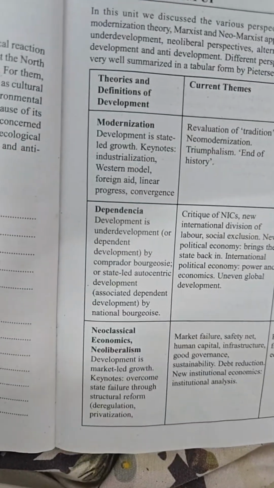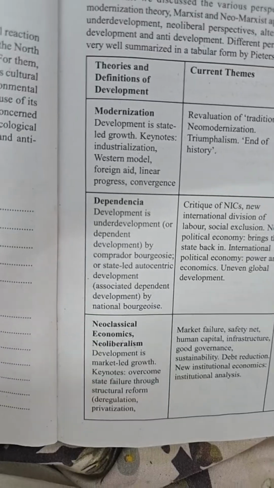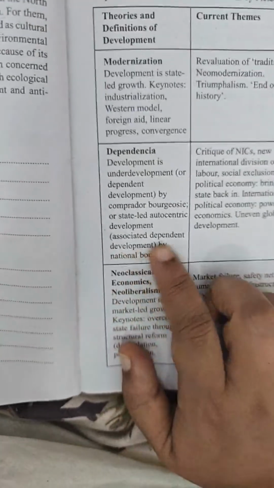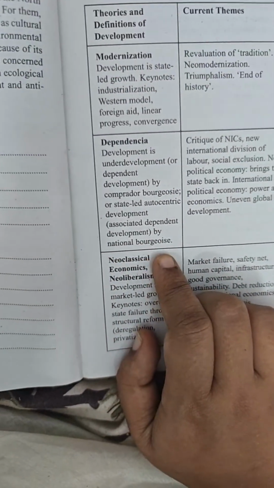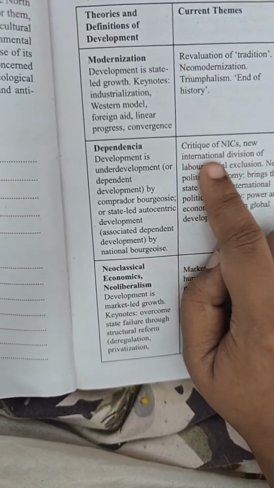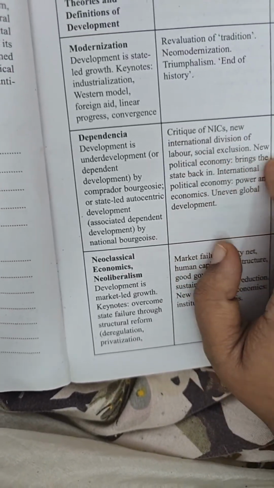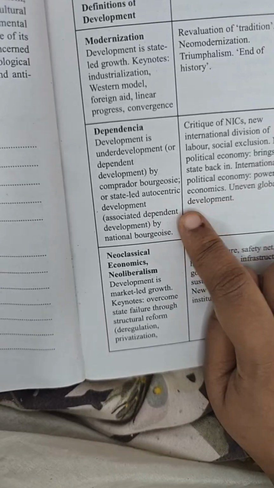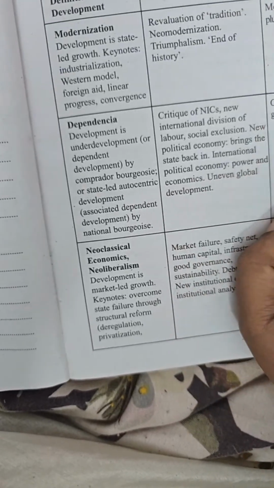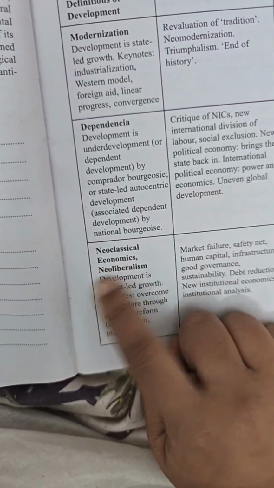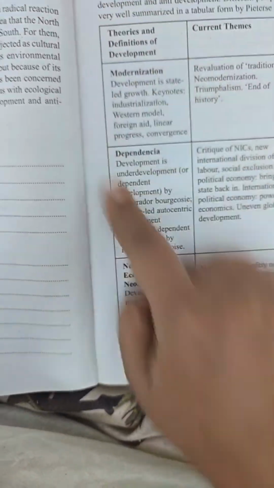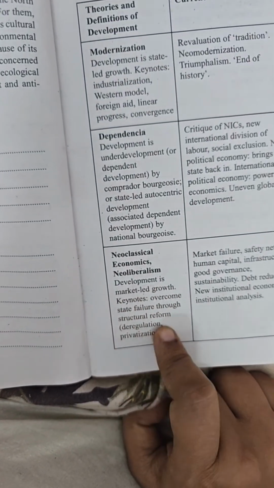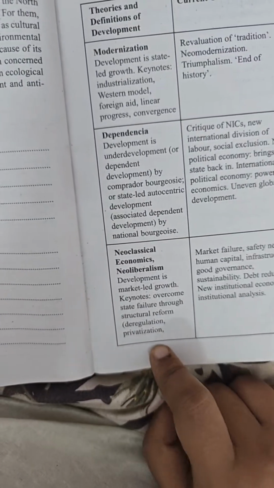Theory and definition of development. Dependencia: development is underdevelopment, or development by comparing bureaucracies or state-led autocracy, associated dependent development, national biography. Critics of NIC, new international division of labor, social exclusion, new political economy brings the state back, international political economy, power and economic uneven global development. Criticism: uneven globalization. Neoclassical economics, neoliberalism: development is market-led growth, overcoming state failure through structural reform, deregulation, liberalization.